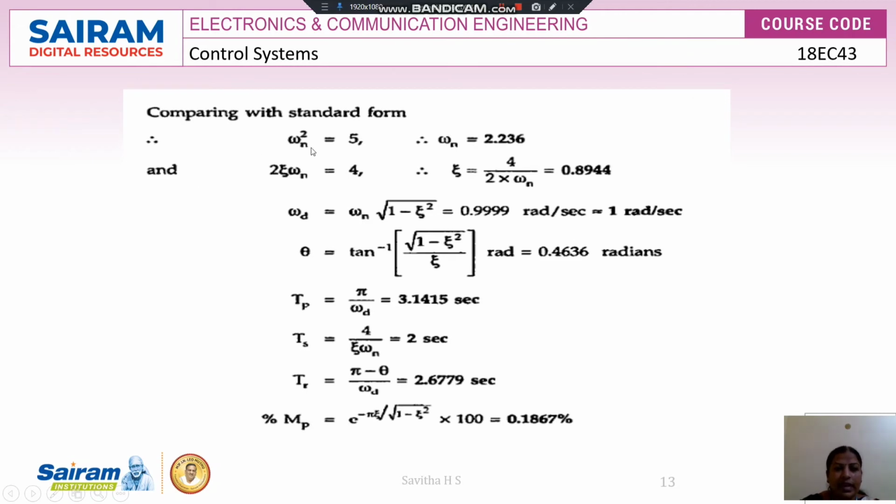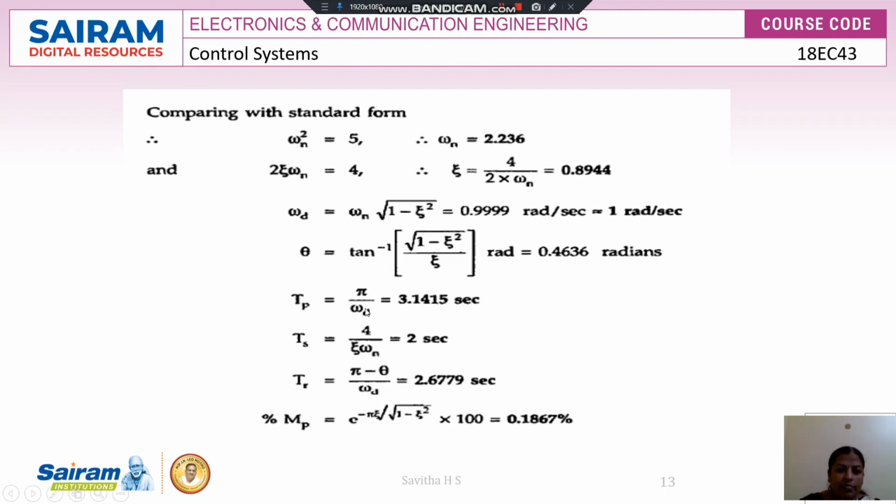Comparing with the standard values, omega n square is equal to 5, so omega n is the square root of 5, which is 2.236. Then 2 zeta omega n is equal to 4, and zeta is 4 divided by 2 omega n. Substituting the value, I get 0.8944. The damped frequency omega d is omega n times square root of 1 minus zeta square. Substituting zeta square and omega n, I get approximately 1 radian per second. And theta is tan inverse of square root of 1 minus zeta square by zeta, which is 0.4636 radians.